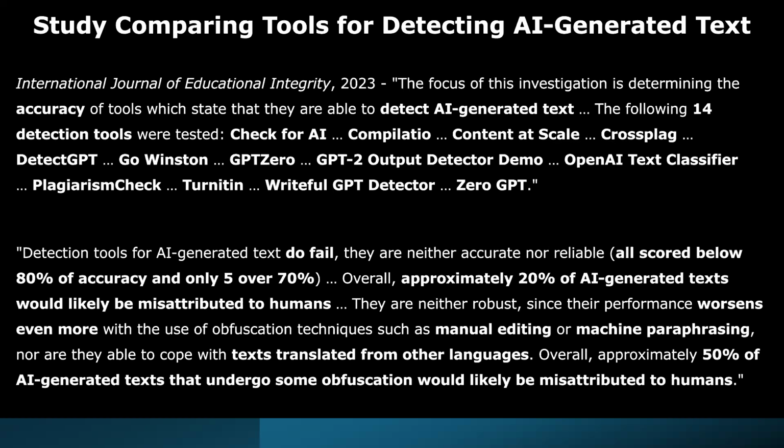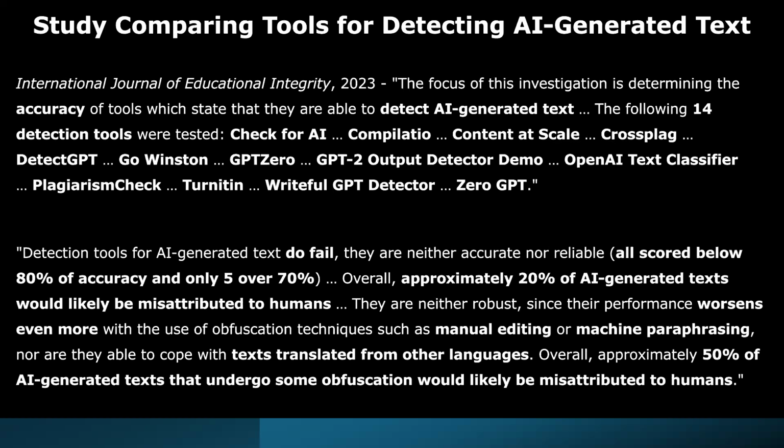They are neither robust, since their performance worsens even more with the use of obfuscation techniques such as manual editing or machine paraphrasing, nor are they able to cope with text translated from other languages. Overall, approximately 50% of AI-generated texts that undergo some obfuscation would likely be misattributed to humans, end quote.